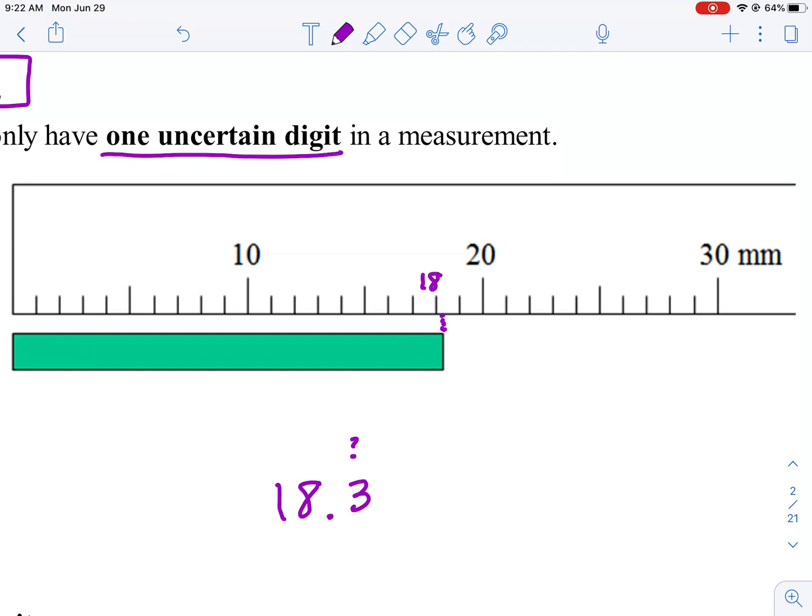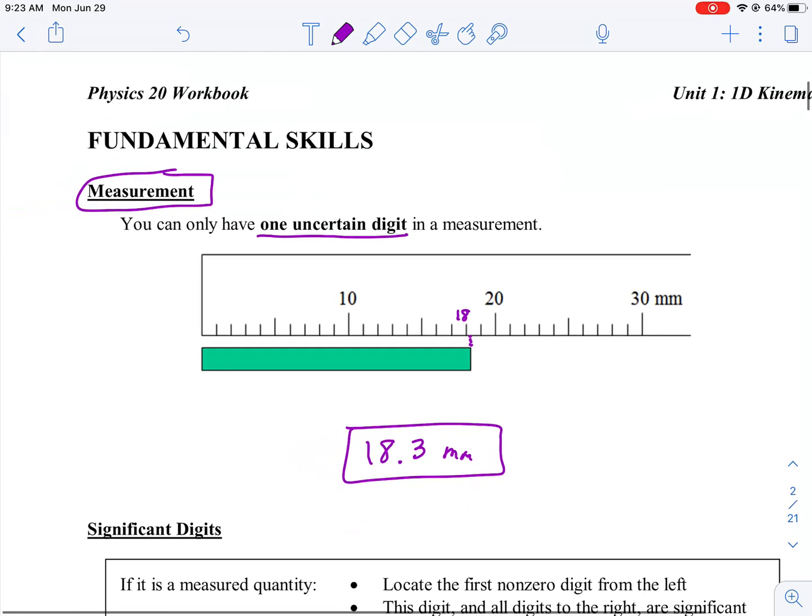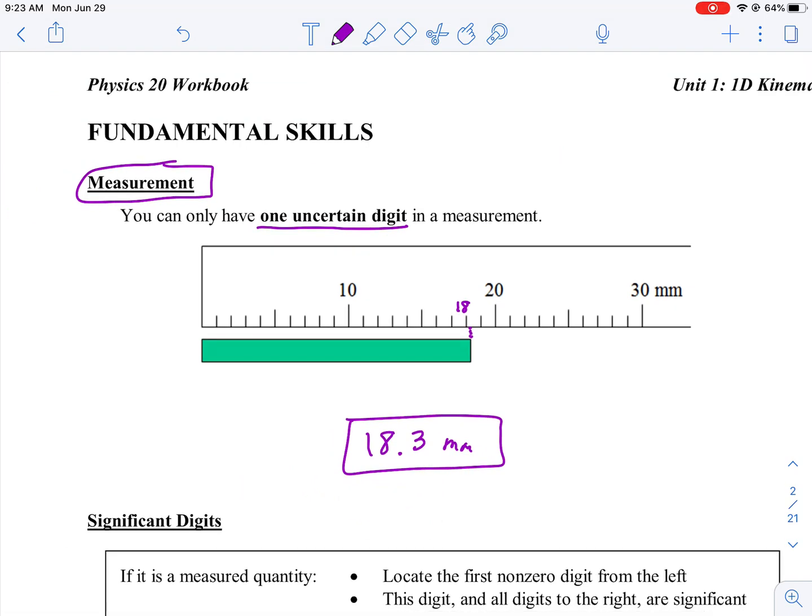I'm not sure. Whenever you have to make a judgment call like that, like you're not sure of it, we call that the uncertain digit. And that's where you stop. You don't do any more digits after that. You're allowed to have one uncertain digit, and then don't forget the units. And you don't have to keep the question mark there, but that would be considered the proper number of digits for this particular measurement. Good? So that's how many digits we show for a measurement.